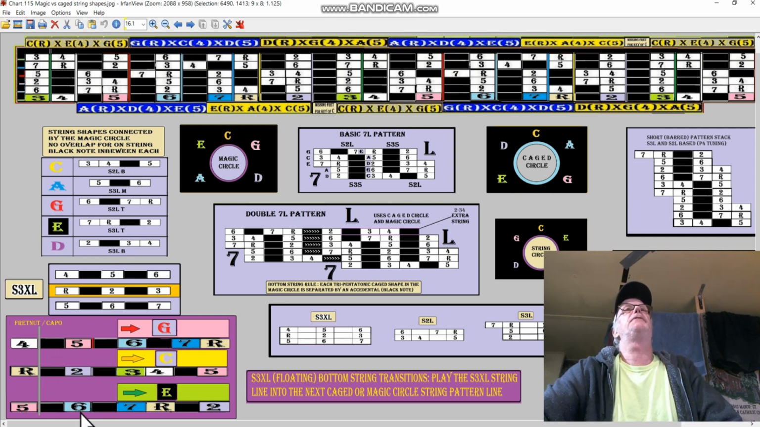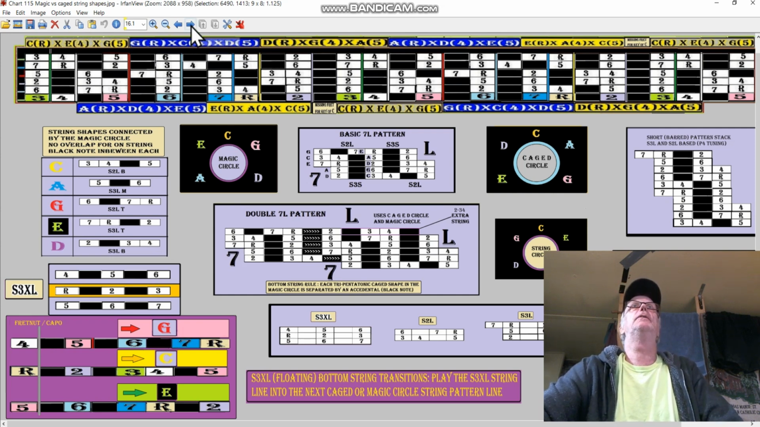In the case of the 5/6, it makes a magic circle transition because there's an accidental there. In the case of the root 2, 3, 4, it does a cage shape transition from D to C here. In the case of the 4, 5, 6, it does a cage shape transition because the 6 is shared. So here's an A transitioning to a G cage, C, A, G.